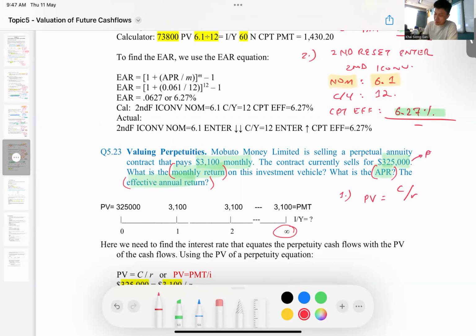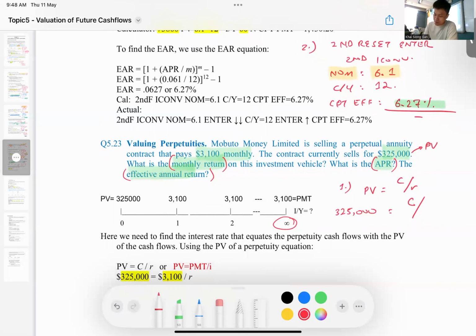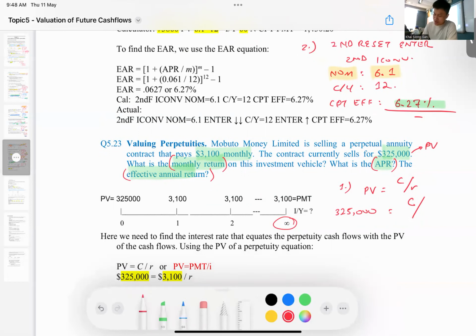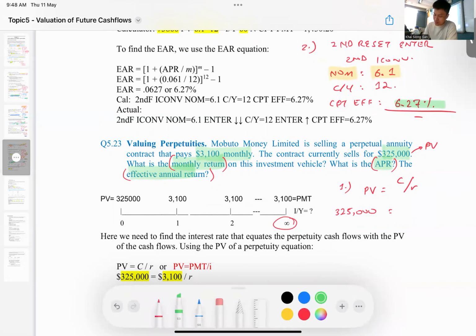So PV is 325,000 equals cash flow. Cash flow is the monthly return, the PMT. Sorry, cash flow I already got. Cash flow is this one, 3,001 monthly. So 3,001 I already got divided by R. R is the one that I do not have. So this is what we call monthly return.